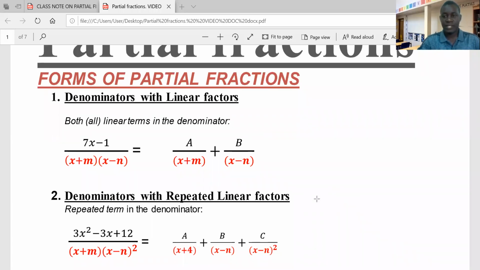Hello, we are looking at partial fractions in this lesson today. What is partial fraction about? We are familiar with algebraic fractions that can be added together to give us a single fraction, as in the case we have here.